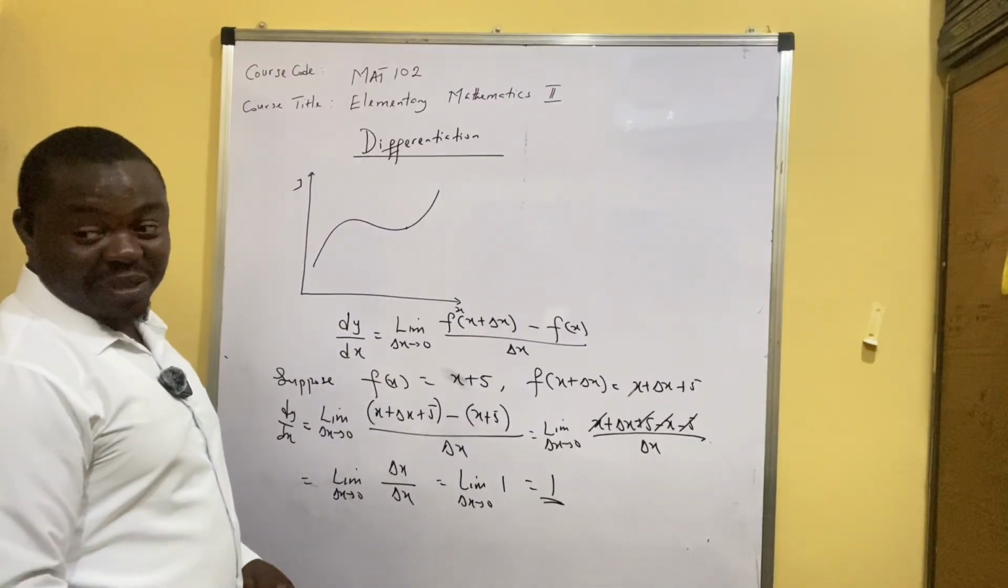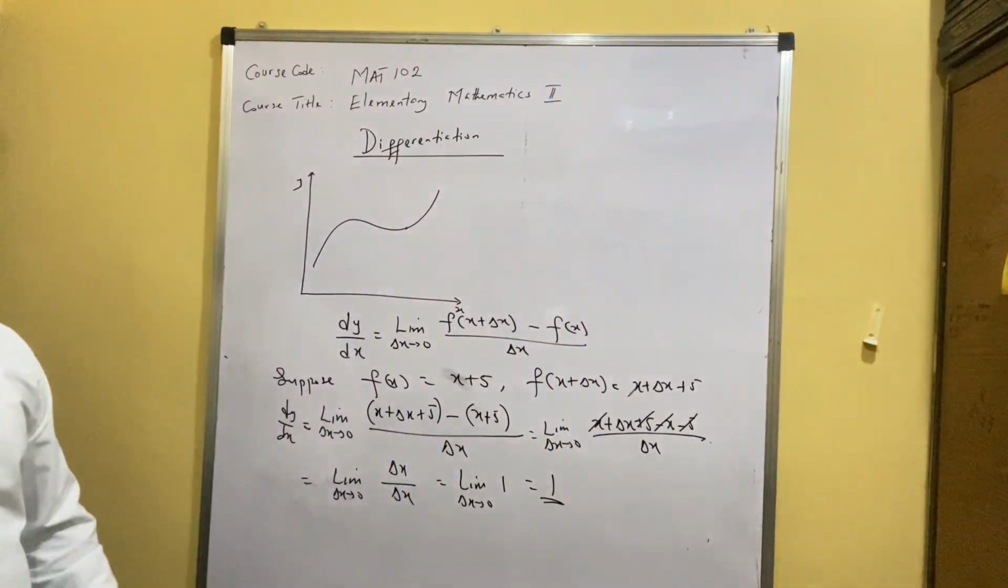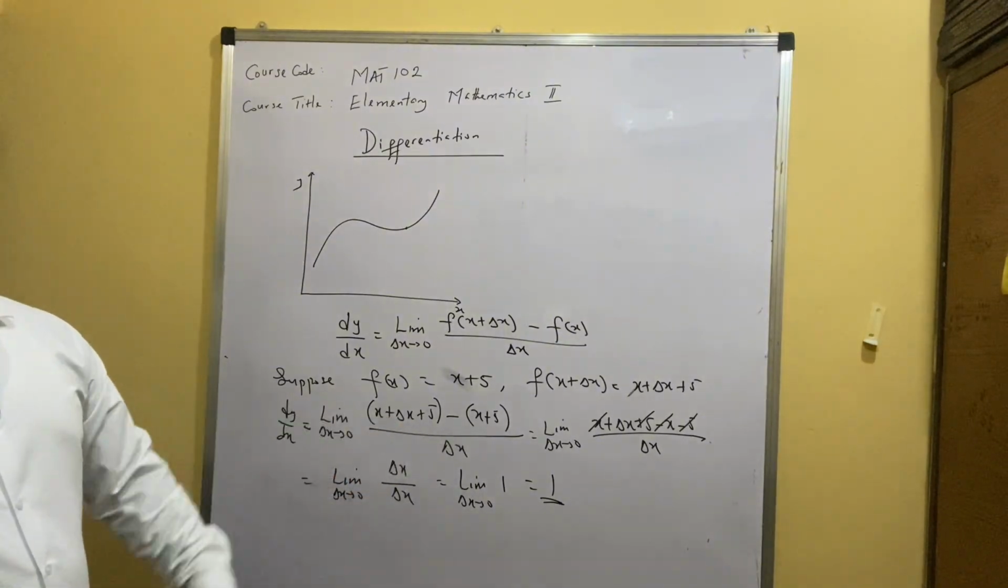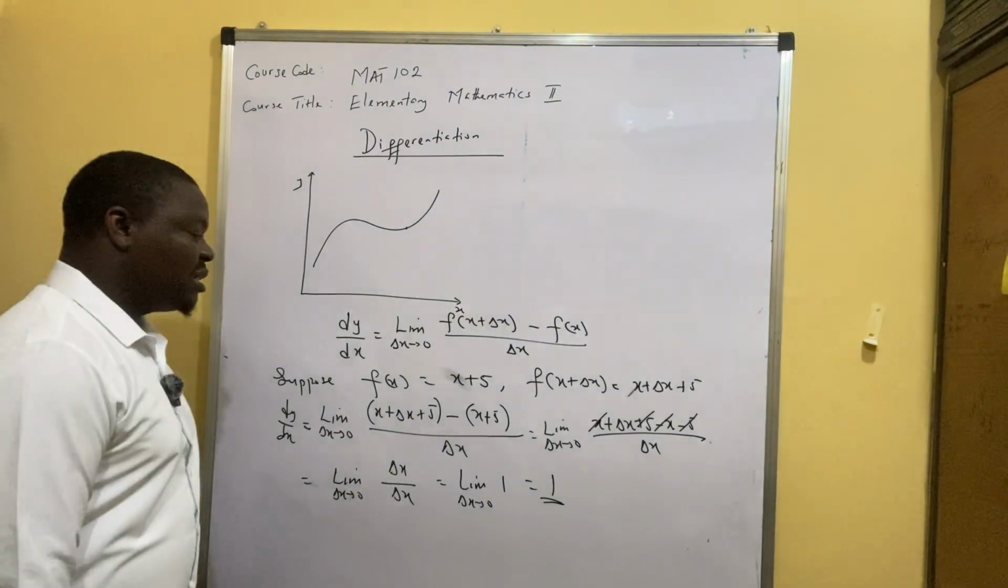That will just give you 1. Differentiating this constant that you have, that one gives you 0. So using the formula, I mean, the first principle, we still have 1. Never change anything.